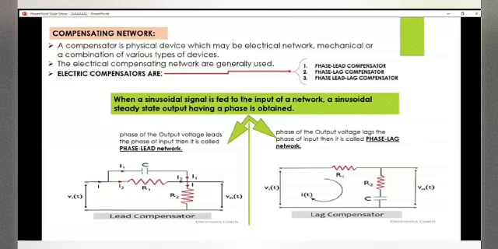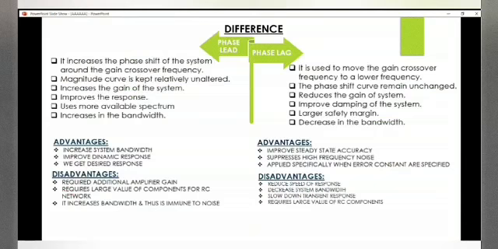Here are the two diagrams of the figure: the lead compensator on the left hand side, and on the right hand side the lag compensator. Now here we come to the difference between the phase lead and phase lag compensator.